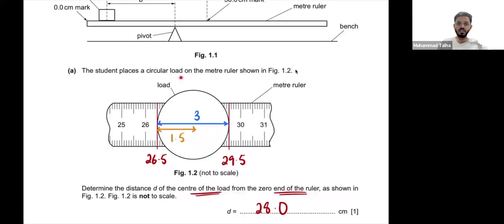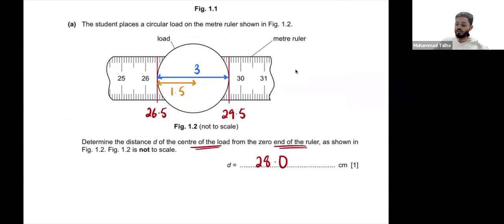Part A, the student places a circular load on the meter ruler as shown in 1.2. Determine the distance d of the center of the load from the zero end of the ruler. So this is how the scale goes. So we need its distance till this midpoint. Given the diagram, I could read off the left end, which was at 26.5. The right end was at 29.5. So just taking the average of the two gives us the midpoint, which is the center, which turns out to be 28. But because we are using a meter ruler, which can read to one decimal place, I would write this as 28.0 centimeters.